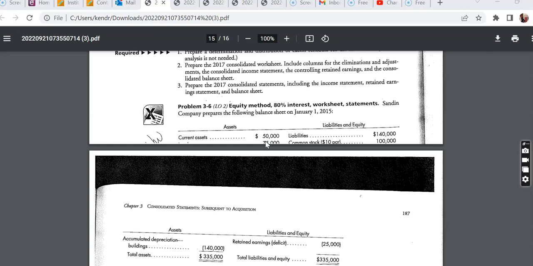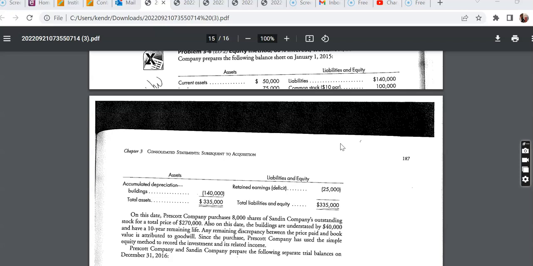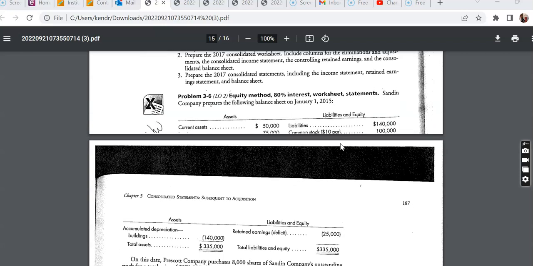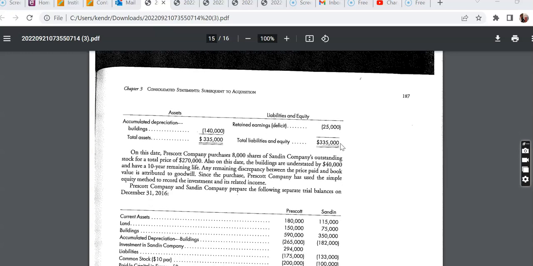And it's January 1st of 2015. I'm missing land for 75 and buildings for 350. And then over here on the liability and equity side, paid in capital in excess of par is 120,000. So I'll add that in when we do the papers. All right, this is on January 1st of 2015.